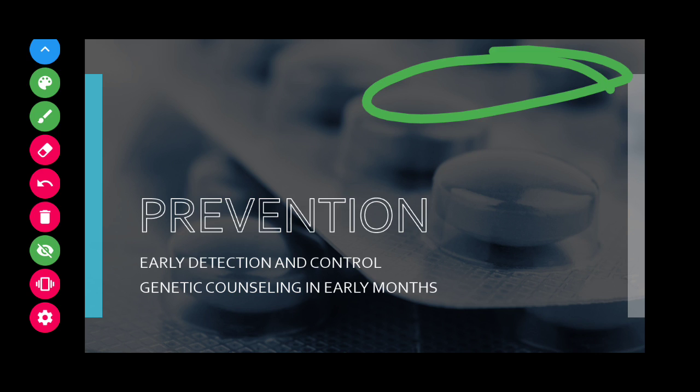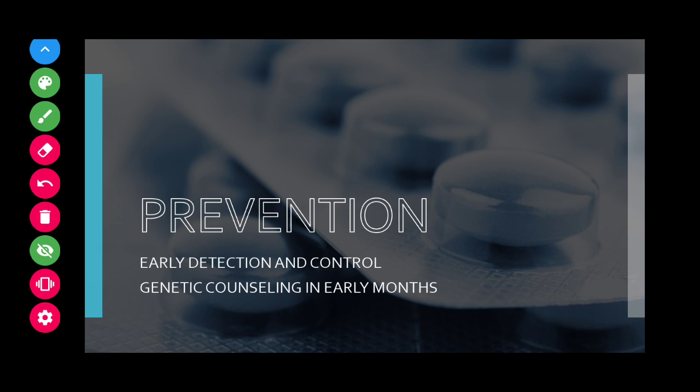Prevention. In recent times there has been a falling trend in the incidence of hydramnios. Early detection and control of disease is important. If polyhydramnios is detected early, we can control it. Genetic counseling is an important factor in the early months, and detecting fetal congenital abnormalities with ultrasonography and then immediately terminating will be helpful. So this is about polyhydramnios.